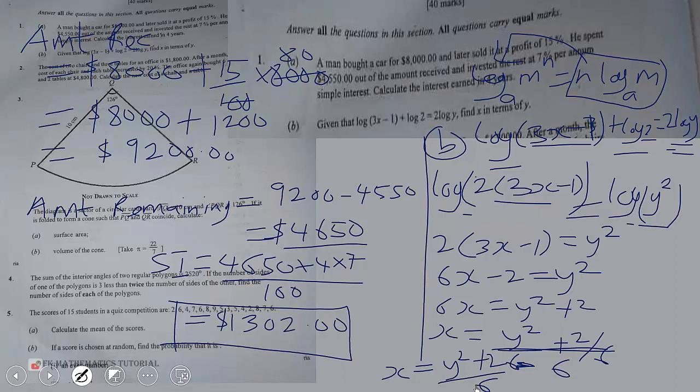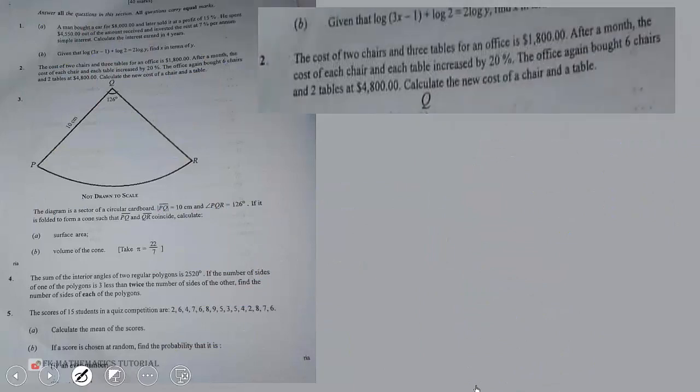Now we are going to the second question. So question number 2. The cost of 2 chairs and 3 tables for an office is $1,800. After a month, the cost of each chair and each table increased by 20%. The office again bought 6 chairs and 2 tables at $4,800. Calculate the new cost of a chair and a table.